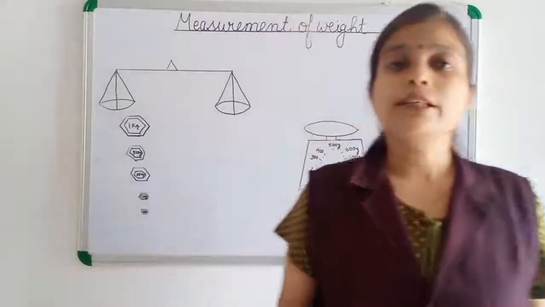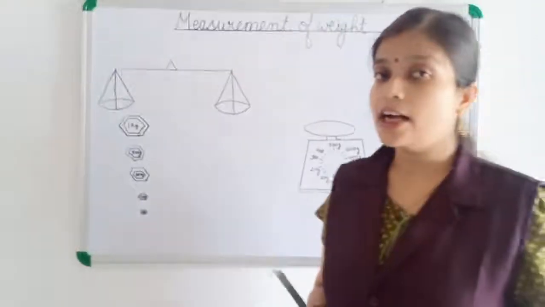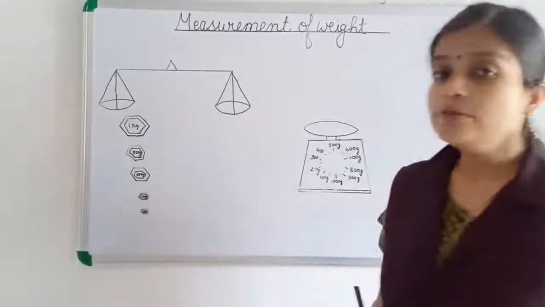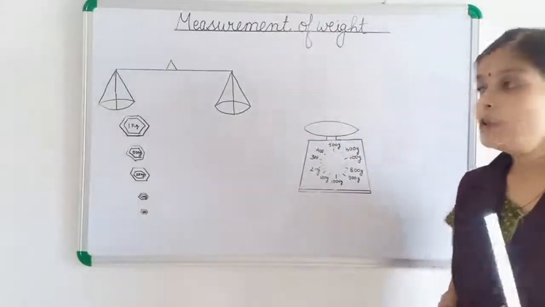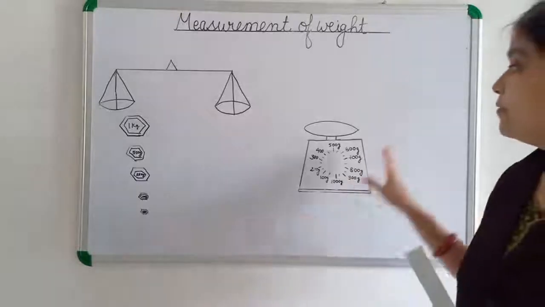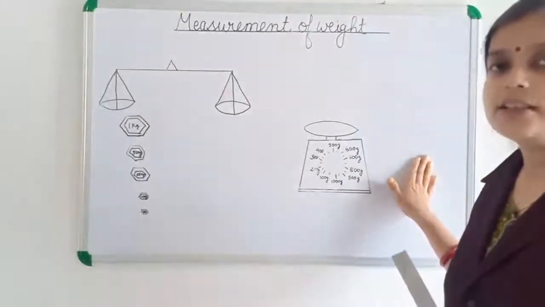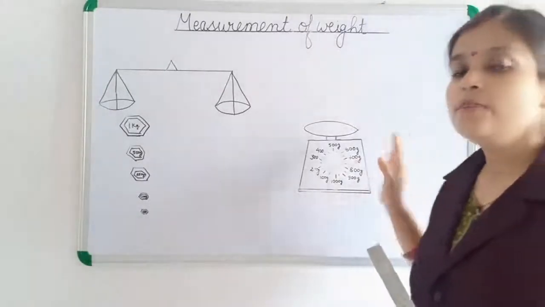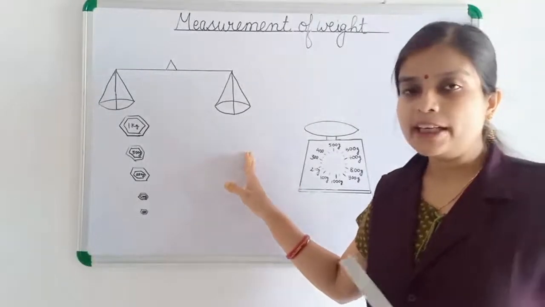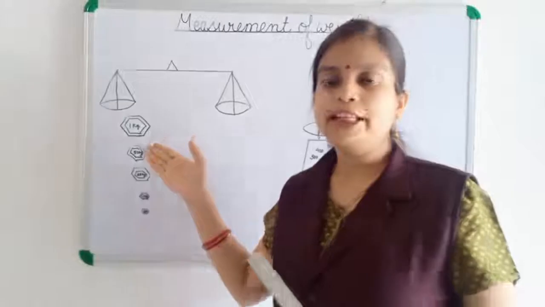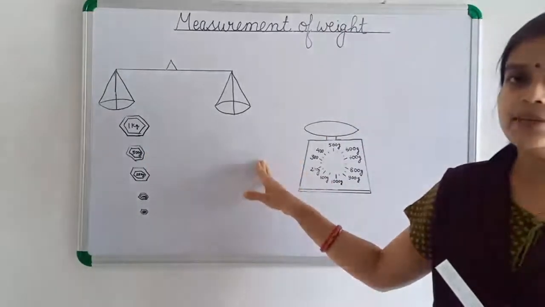So to measure the accurate weight, we are using the scale. We are using tools known as weighing balance. It is a simple balance. In the old time people used to weigh any object by this tool only, the simple balance.